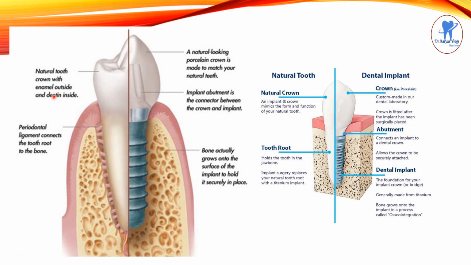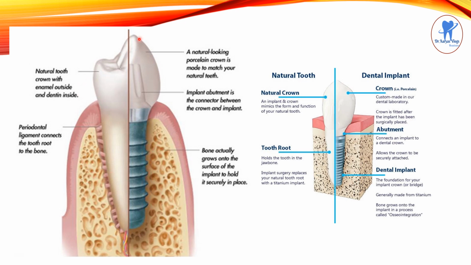Let's discuss what are the differences between a natural tooth and a dental implant. This is the natural tooth and this is a dental implant. Here this is the natural tooth crown with enamel outside and dentin inside. Here the periodontal ligament is there. It connects the tooth root to the bone.